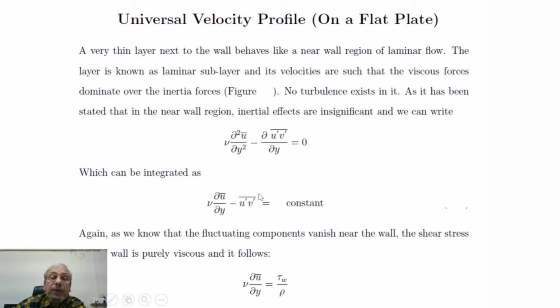Just integrate with respect to y. Again, we know that the fluctuating components vanish near the wall. So fluctuating components very close to the wall in the sublayer region do not exist. So the shear stress that is created on the wall is basically created by the average velocity. So nu del y of u bar equal to the shear stress by rho. Actually, it is mu del u bar del y is tau w. Since we are taking nu here, we are dividing tau w by rho.